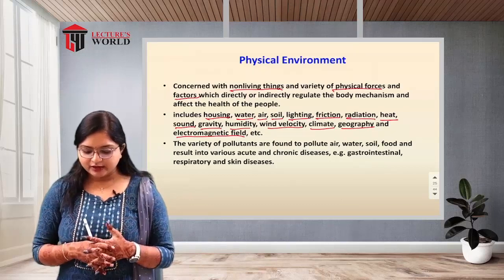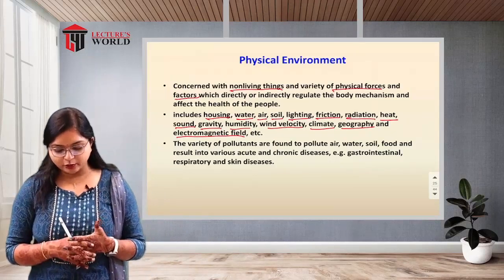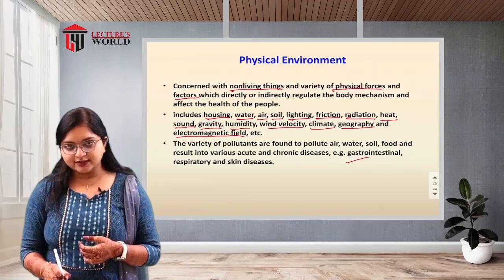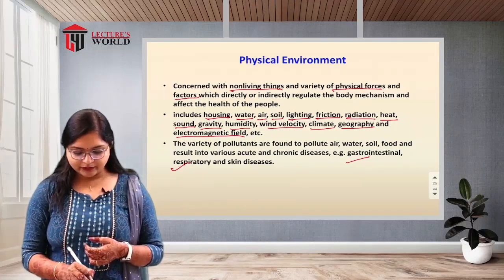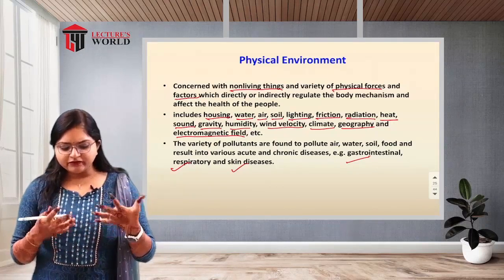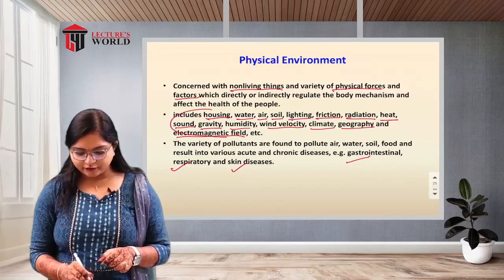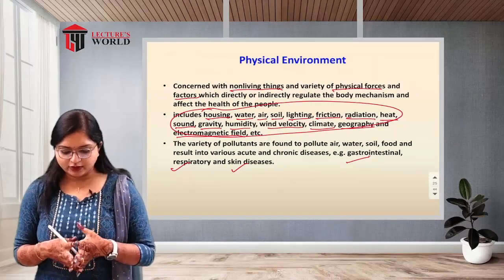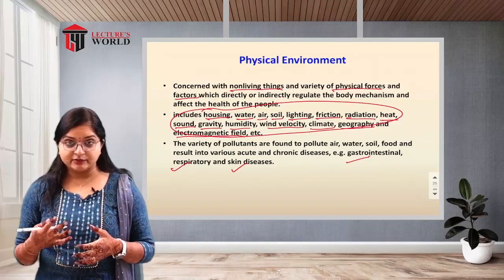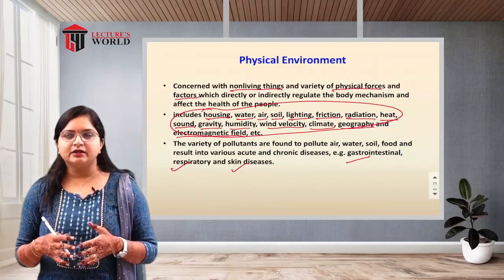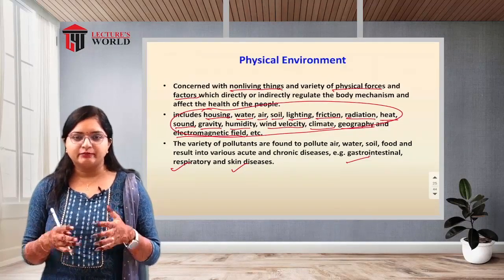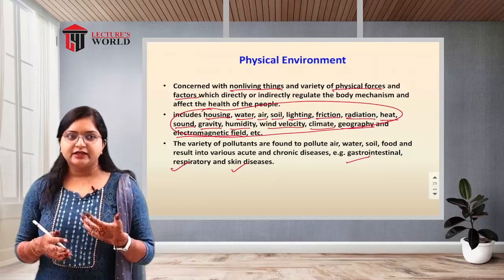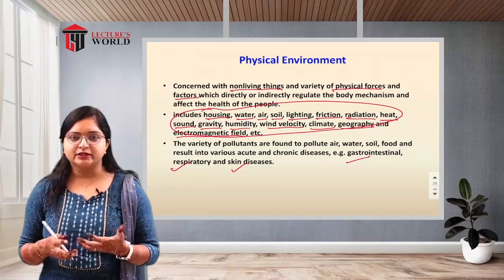A variety of pollutants are found to pollute air, water, soil, and food, and this results in various acute and chronic diseases. For example, GI, that is gastrointestinal diseases, respiratory tract diseases, and skin diseases. So if these kinds of factors are more in our lifestyle, they can lead to acute or chronic disorders like gastrointestinal disorders and respiratory disorders. If anyone is having dust in a particular work area, they will face the problem of respiratory tract infections. Apart from that, if anyone has more exposure to radiation, that can lead to skin cancer.